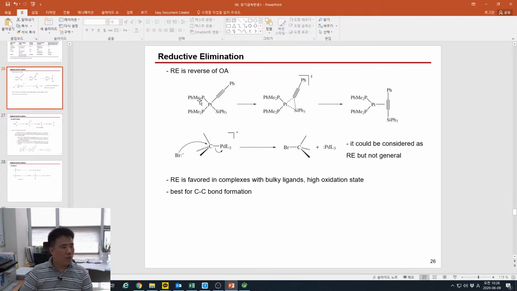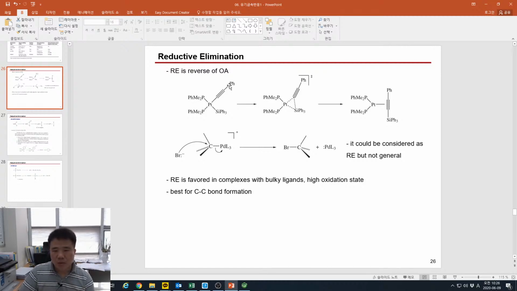Okay, do you have any questions about oxidative addition? If not, we will talk about reductive elimination. Reductive elimination, which we generally call RE, is the reverse of oxidative addition. So you just think about the reverse reaction.